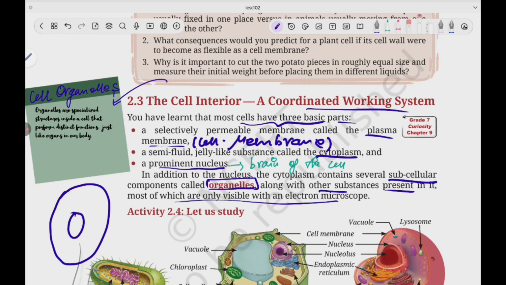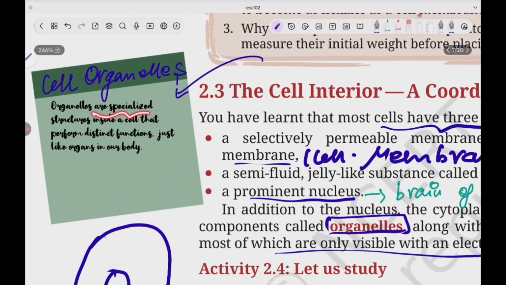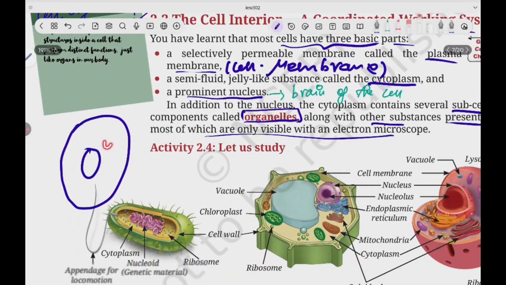Today we will learn about cell organelles, the most fascinating part of biology. What are cell organelles? Cell organelles are specialized structures inside a cell that perform distinct functions, just like organs in our body. Organs in our body function and help in the coordination of our body. In the same way, inside the cell there are many organelles which help in the functioning of the cell.